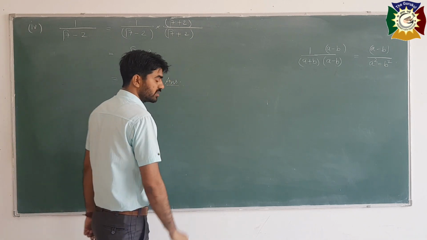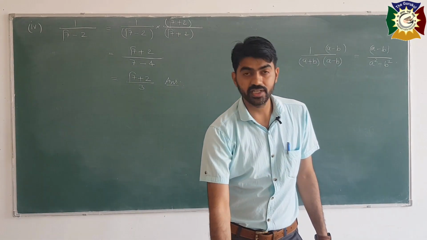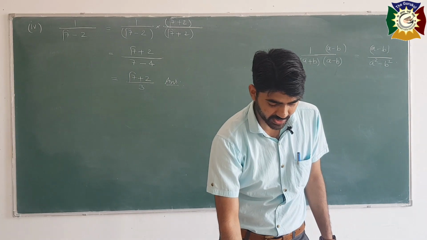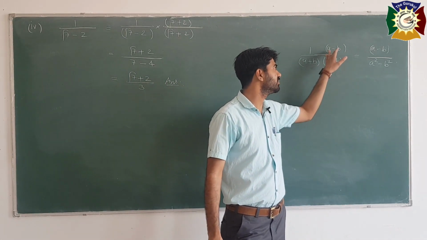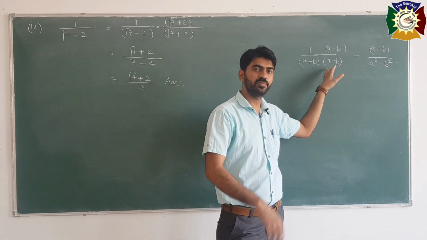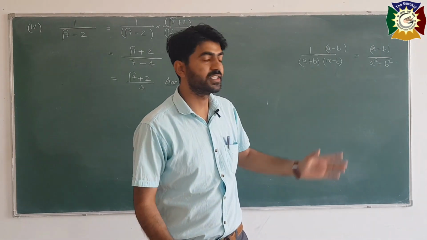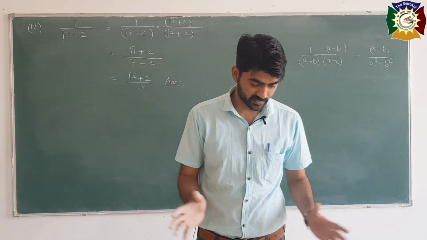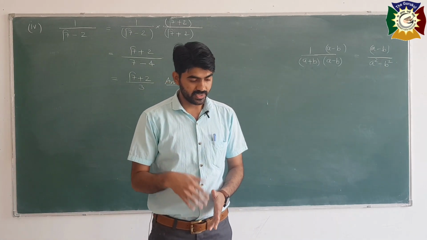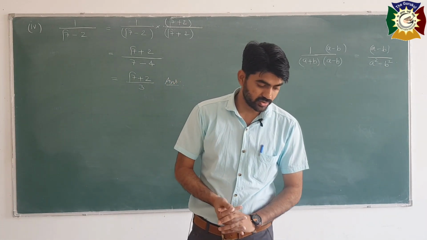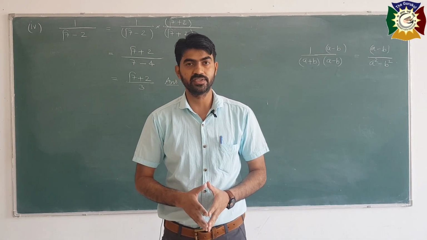This is the answer. So this way we can rationalize the denominator of any given number by completing the identity. If a plus b is given, multiply it by a minus b. If a minus b is given, multiply by a plus b, and convert this into the identity a square minus b square, so we can solve this. That's all from this exercise, and in the coming videos we will see the laws of exponents for real numbers, that we'll see in next exercise 1.6.